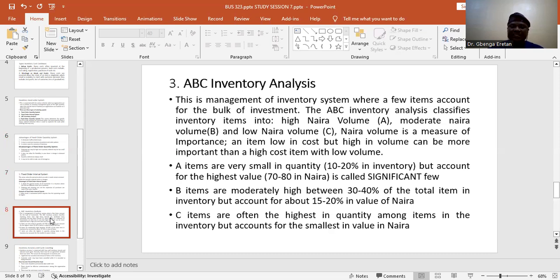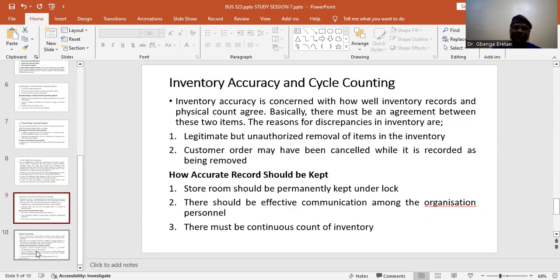It is called significant few. We talk about item B. Item B are moderately high, between 30% to 40% of the total items in inventory, but they account for 50 to 20% of the naira value. Then we talk about item C. Item C are always the highest in quantity in terms of inventory, but they account for the lowest or the smallest value of naira. So these are the categorizations of ABC analysis inventory.